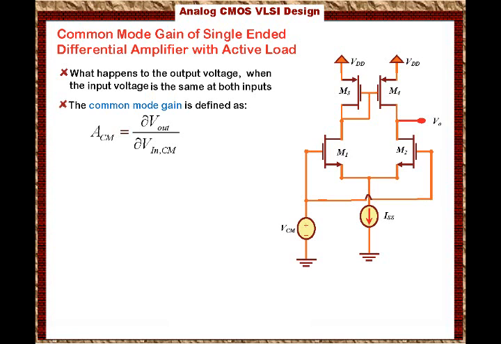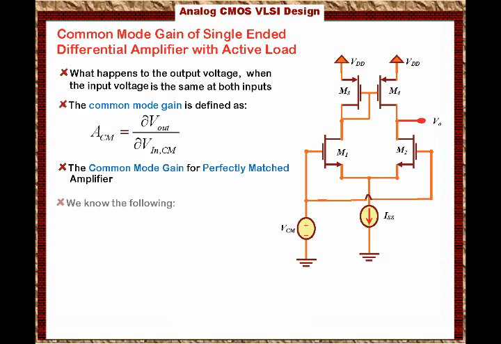So the ratio of the change in the output voltage over the change in the input voltage is the common mode gain. There are two conditions for evaluating the common mode gain of a differential amplifier. The first condition is to evaluate the common mode gain for a perfectly matched amplifier.